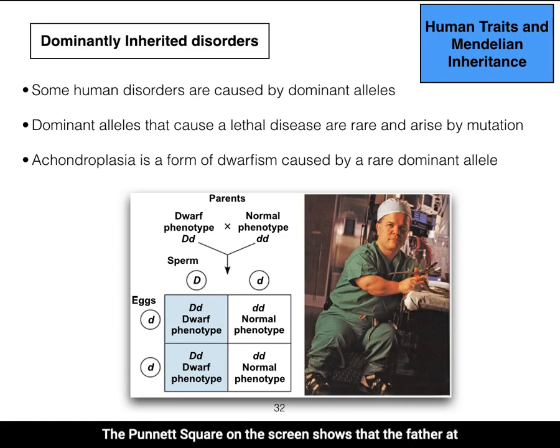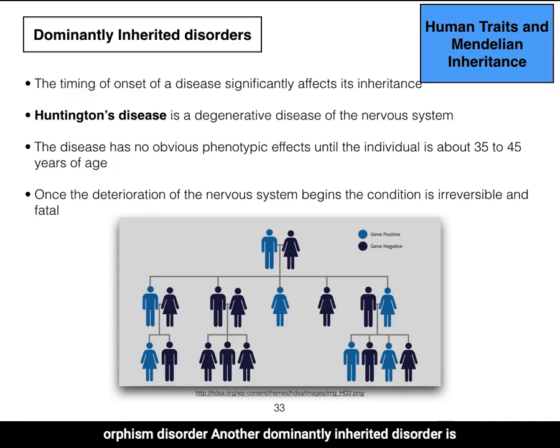The Punnett square on the screen shows that the father, up on the top portion of the Punnett square, has the dwarf phenotype, big D, little d, and the female does not, both little d's. When you cross someone who has the dwarf phenotype and is heterozygous with someone who is not, then you have a 50% chance that the child of this mating will have this dwarfism disorder.